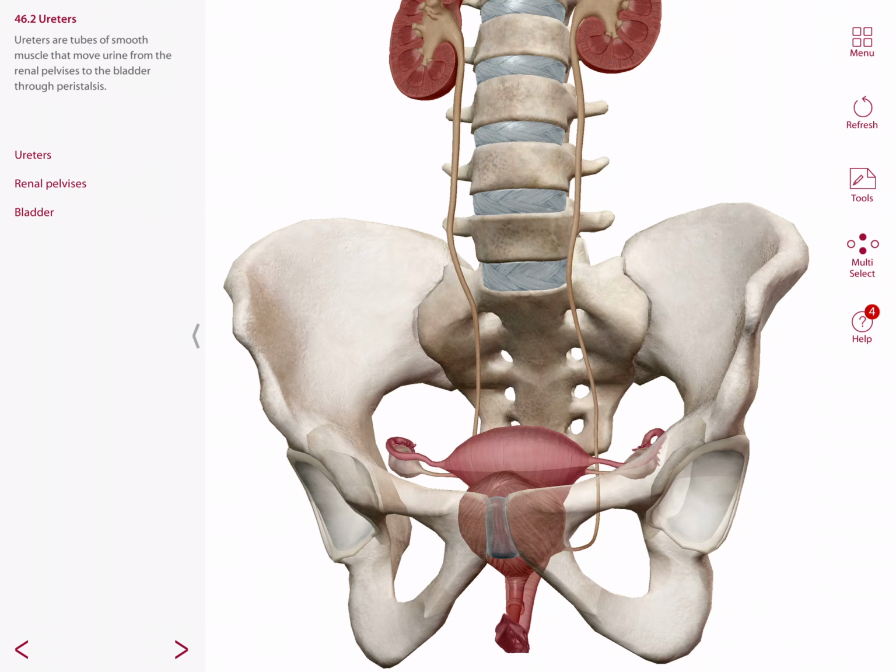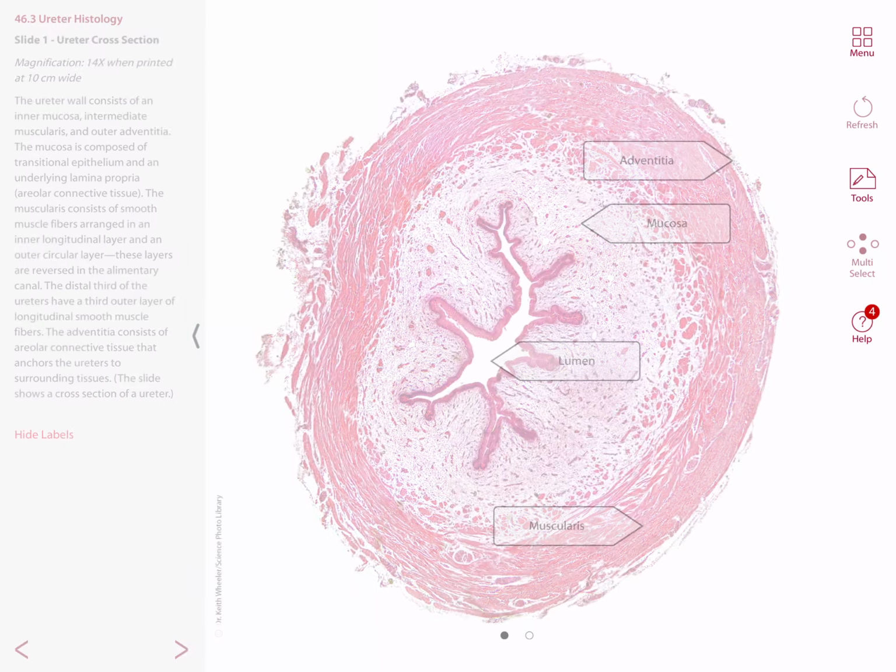Now the ureters are composed of smooth muscles, so that means involuntary control. And they do a thing called peristalsis, and peristalsis is similar to how a snake moves. It's rhythmic, and it moves from one end to the next, and it basically is like milking the fluid inside of it and getting it to go from superior to inferior.